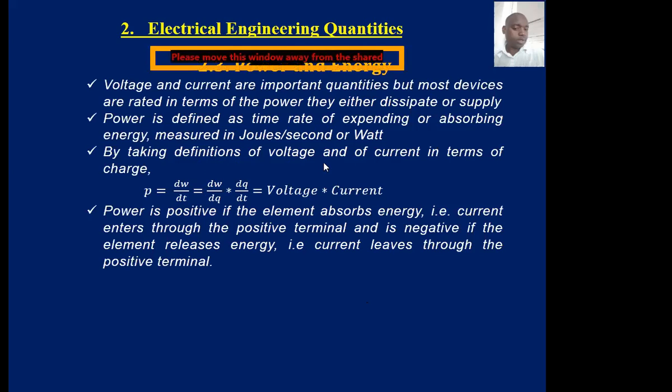Then by taking the definitions of voltage and current in terms of charge, power is dW by dt, right? Then if you just multiply by dq over dq, which is the same as multiplying by 1, putting dq below dW and dq above dt, dW by dq becomes voltage, work done per unit charge, and dq by dt becomes charge per unit time. That means power becomes voltage times current. So that is the derivation of the expression for power.